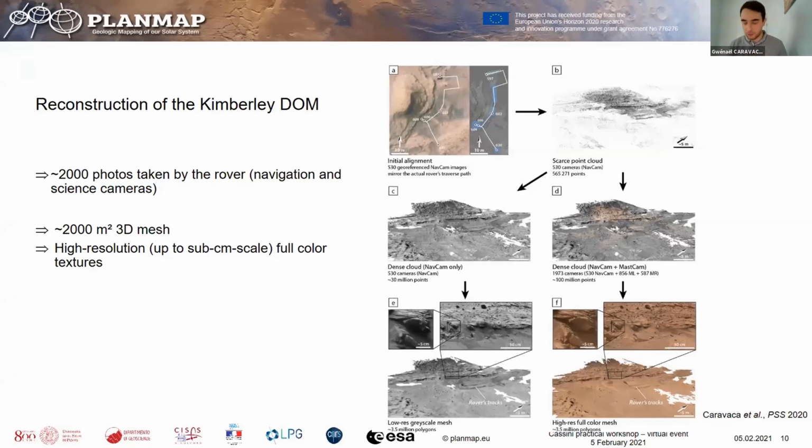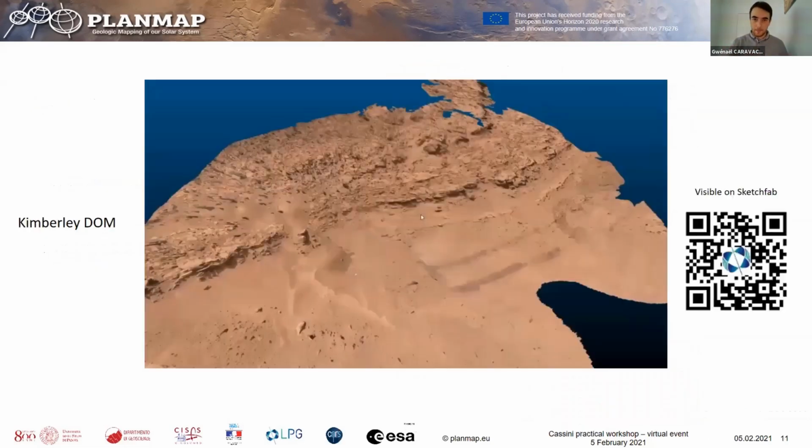Another important thing to understand in the photogrammetry process is that you can use it to reconstruct objects as little as a very little pebble, or to reconstruct very big outcrops. And here the Kimberley outcrop is about 2,000 square meters. It has a very big area. It covers about 50 by 60 meters. And photogrammetry allows us to deal with such an amount of data.